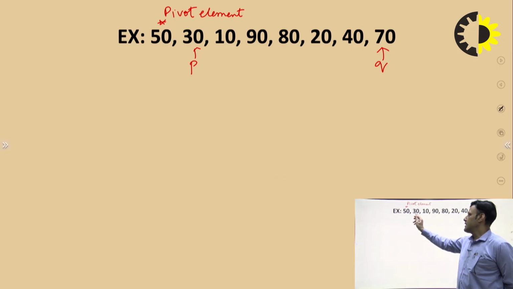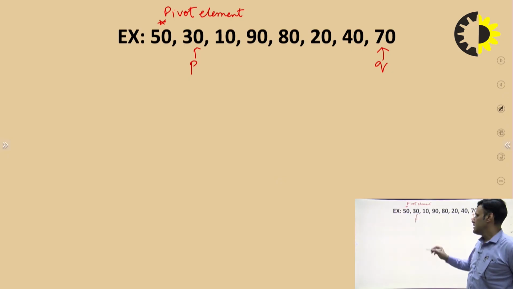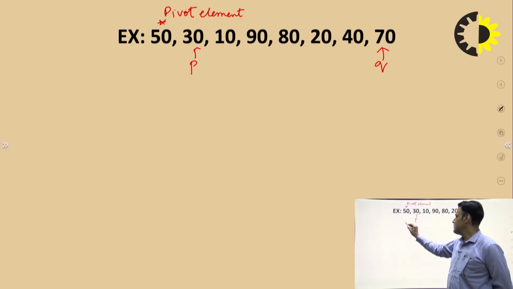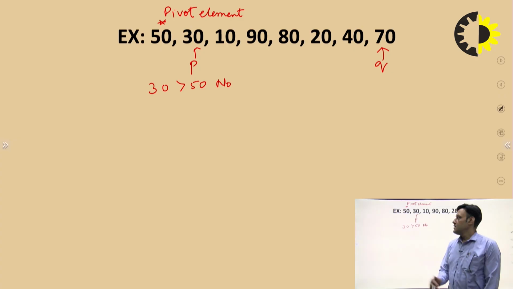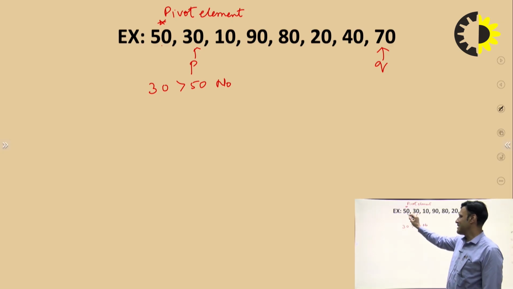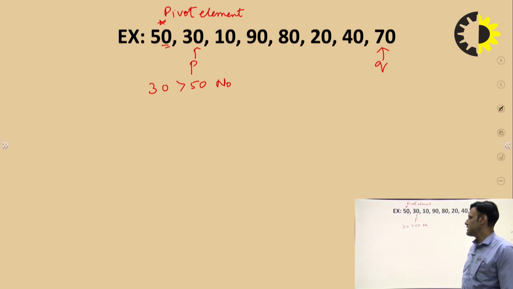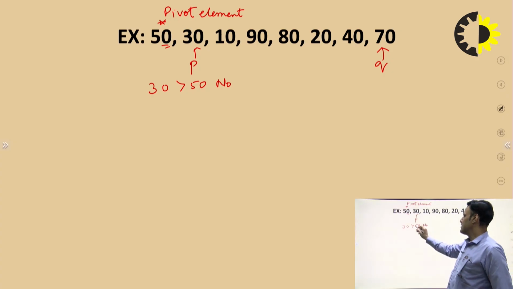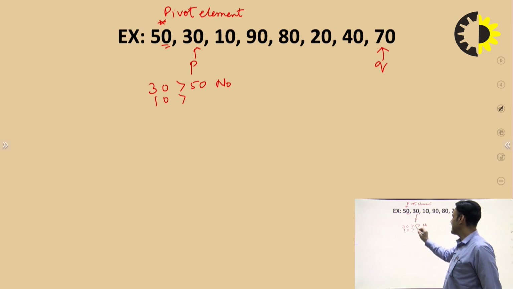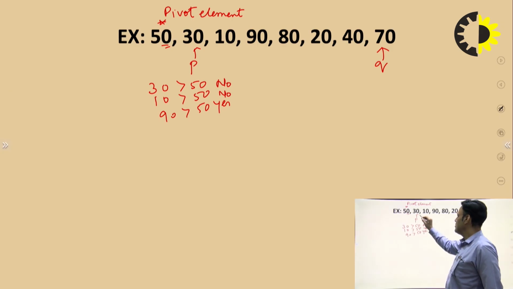Now we will compare this 30 with 50. Firstly, for P we will check. In this quick sort, firstly we will consider a pivot element. For example, we have considered the first element as pivot. Now I have compared 30. Is 30 greater than 50? No. Then again, is 10 greater than 50? No. Then again, is 90 greater than 50? Yes. Until I get a greater value, I will keep incrementing P. Now P will stop here.